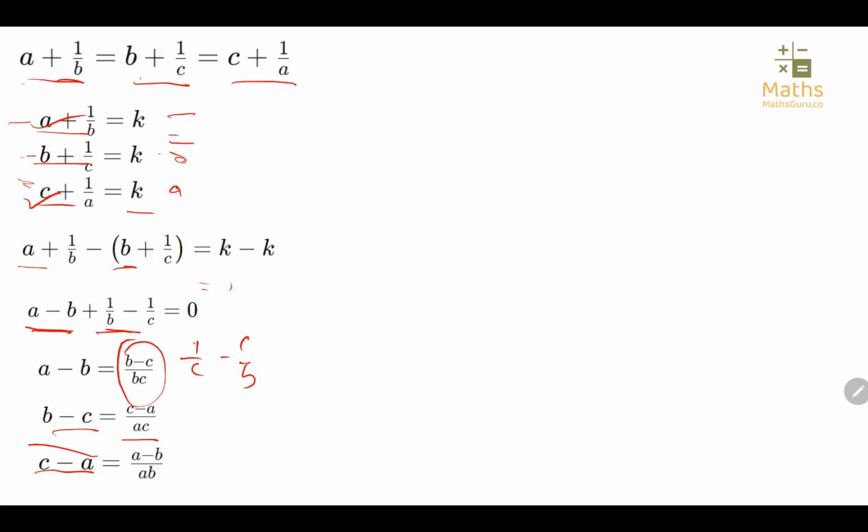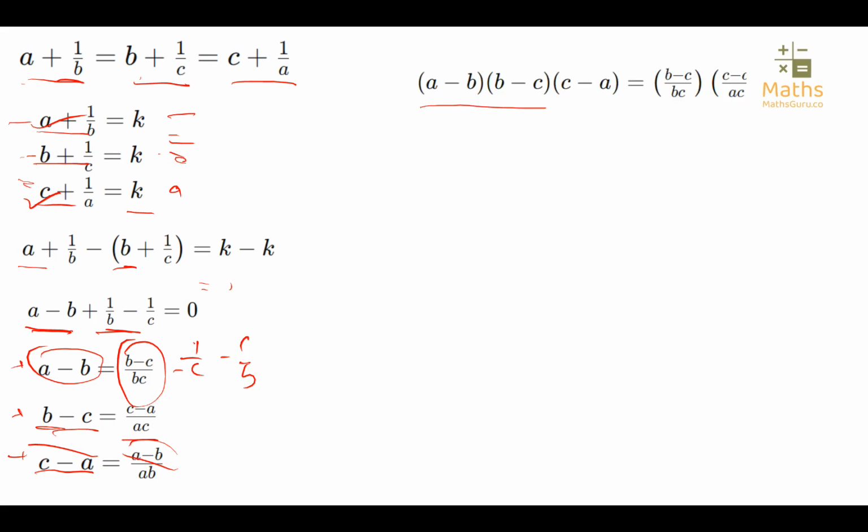Now the trick is that we have got three equations, and you can see that this has a minus b, and this has a minus b. The second equation has b minus c, and the first equation also has b minus c. So we will multiply all three statements together. It would be a minus b, b minus c, and c minus a equals b minus c divided by bc, c minus a divided by ac, and a minus b divided by ab.